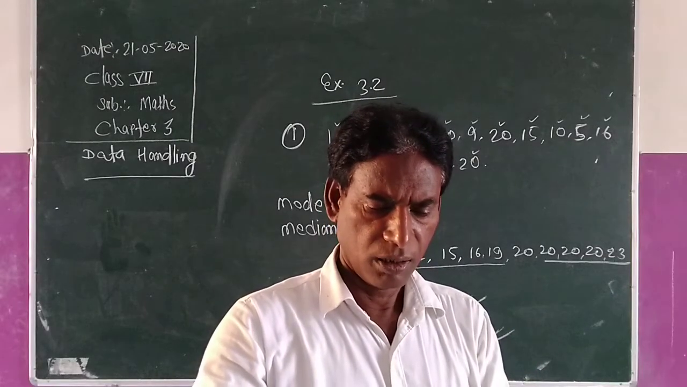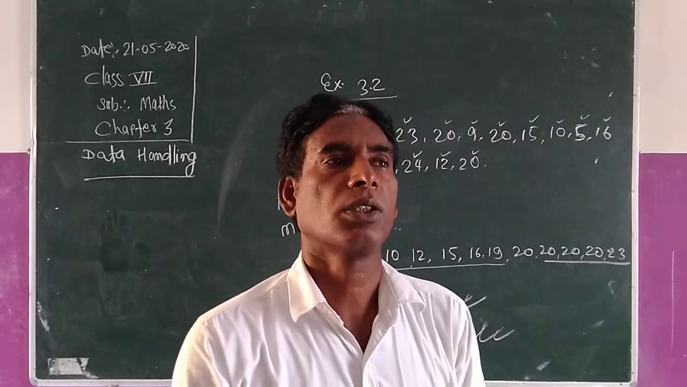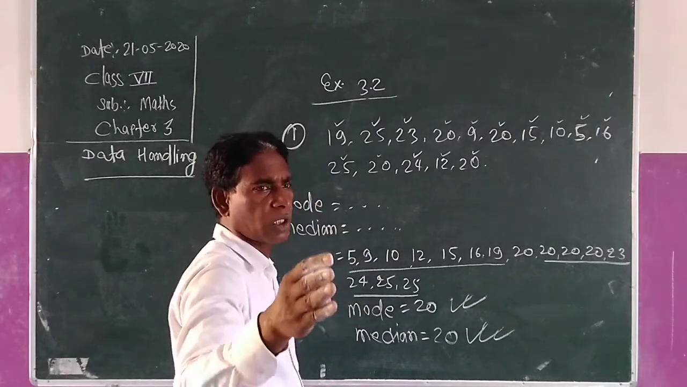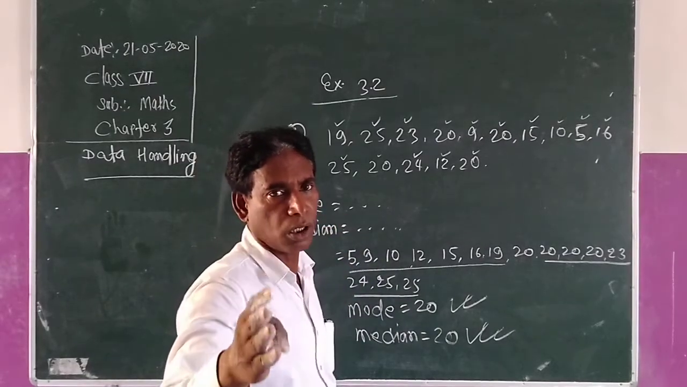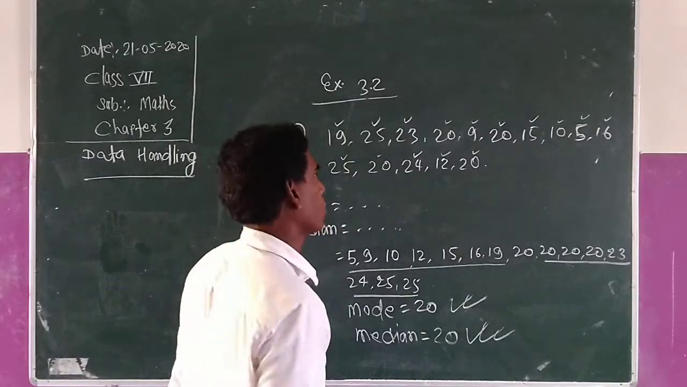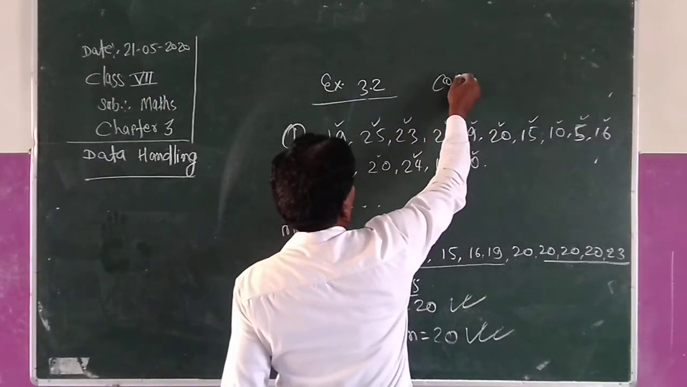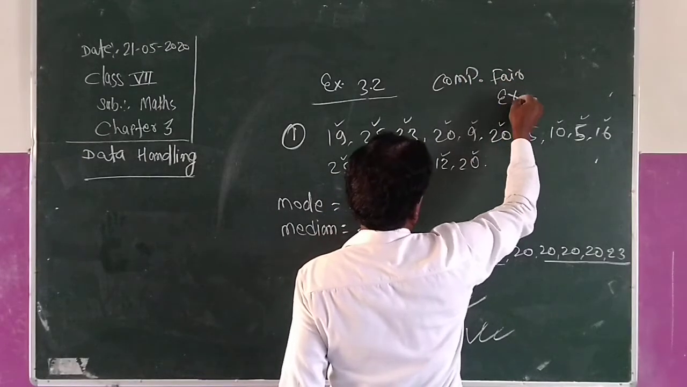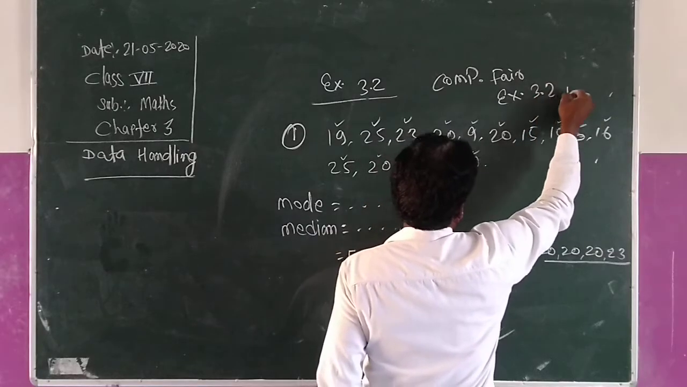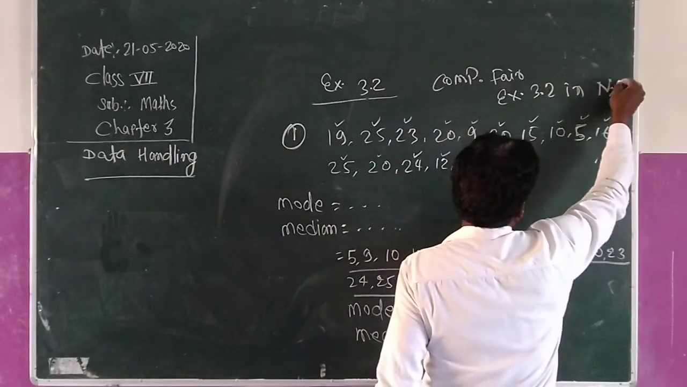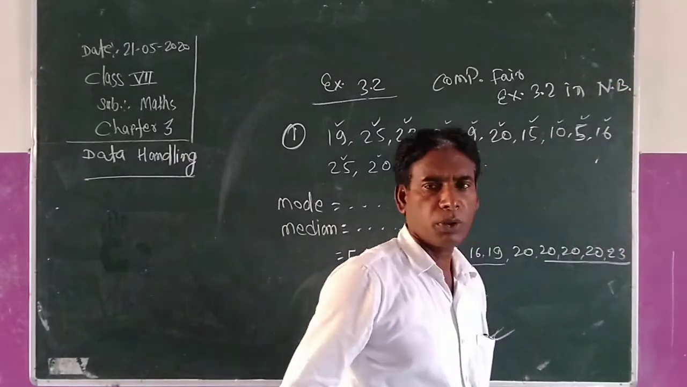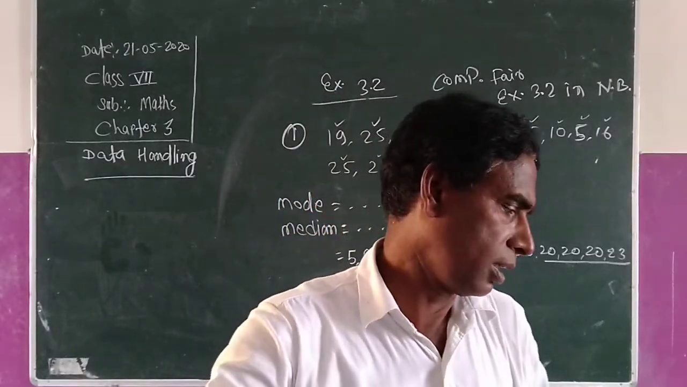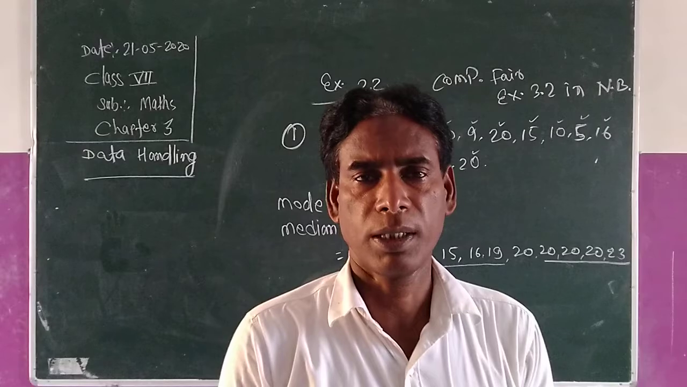So you will try to complete your Exercise 3.2. Exercise 3.2 has only 4 questions. All questions are the same as the first, second and third, and the fourth is true or false. So you will complete it. Note: if you have any problem, you can contact me on my mobile number anytime, anywhere.